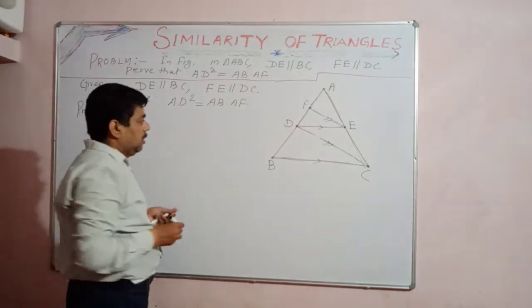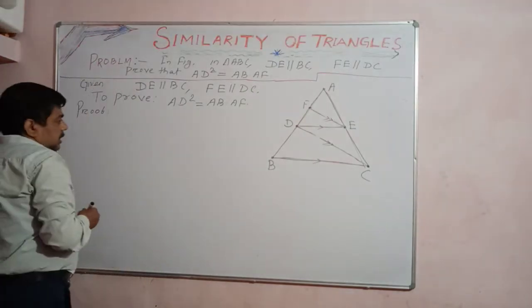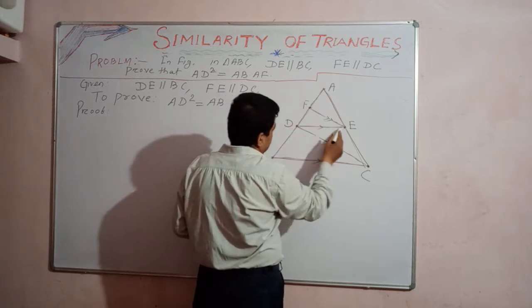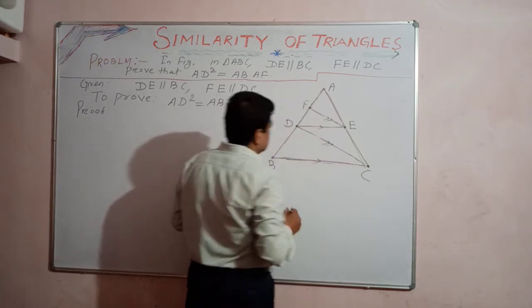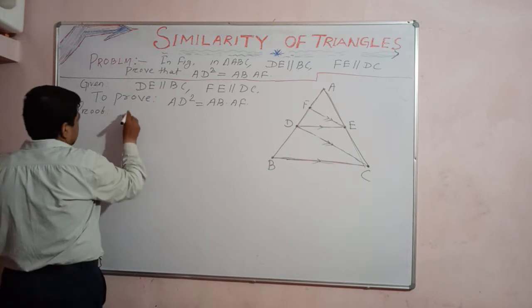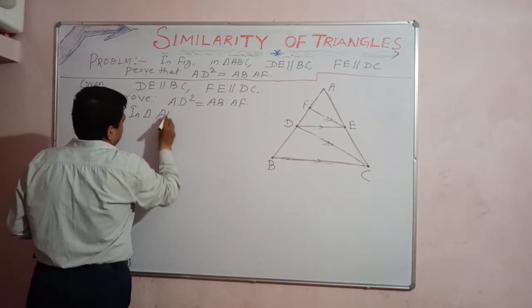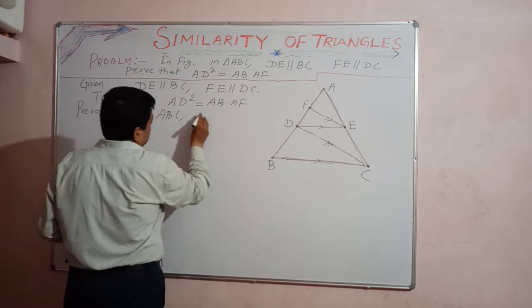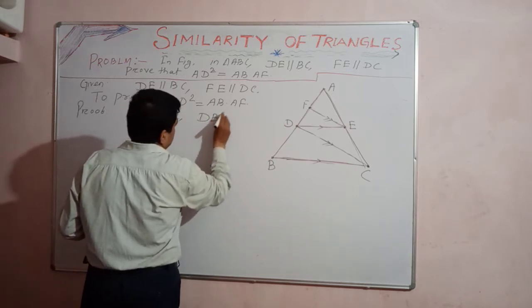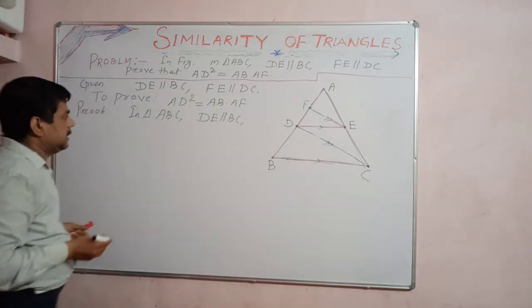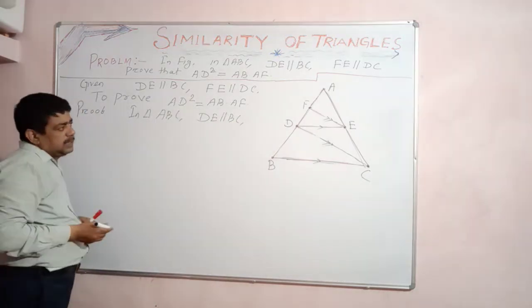Now let's see, students. ABC is a triangle. In triangle ABC, DE is parallel to BC. It is given. Write down: in triangle ABC, DE is parallel to BC.